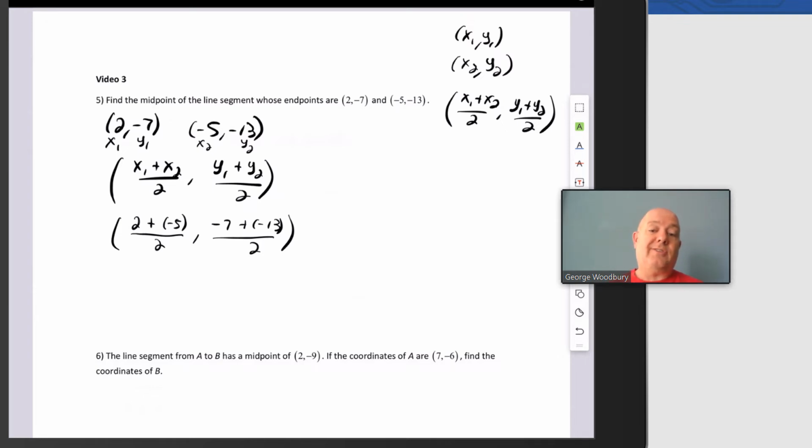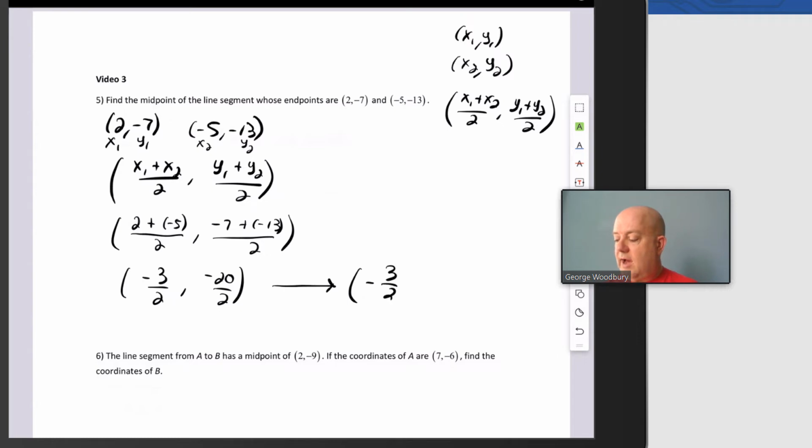2 plus -5 is the same as 2 minus 5. So this is -3 over 2. And -7 plus -13 is the same as -7 minus 13, or -20 over 2. -3 over 2 is already in lowest terms, or simplest terms, but -20 divided by 2, I can do that. It's equal to -10. So the midpoint is -3/2, comma, -10.